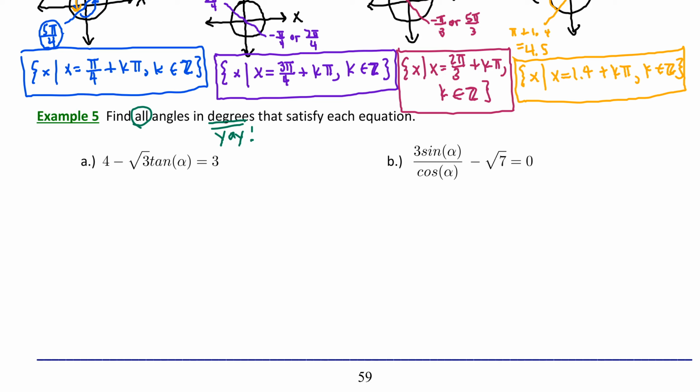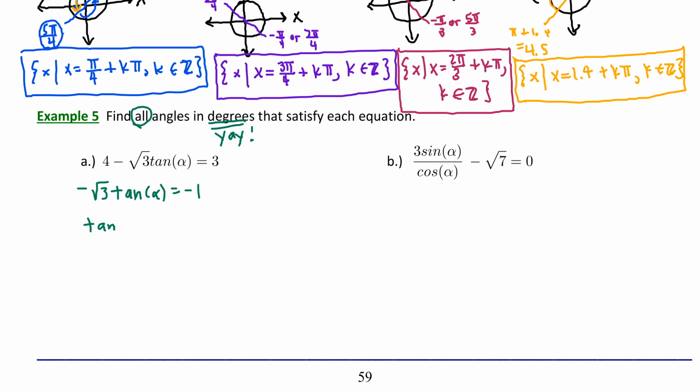So on example A, the first thing we need to do is isolate tangent of alpha. So let's begin by subtracting 4 from both sides. We'd end up with negative square root of 3 tangent of alpha equals negative 1. Then we're going to divide both sides by negative square root of 3.